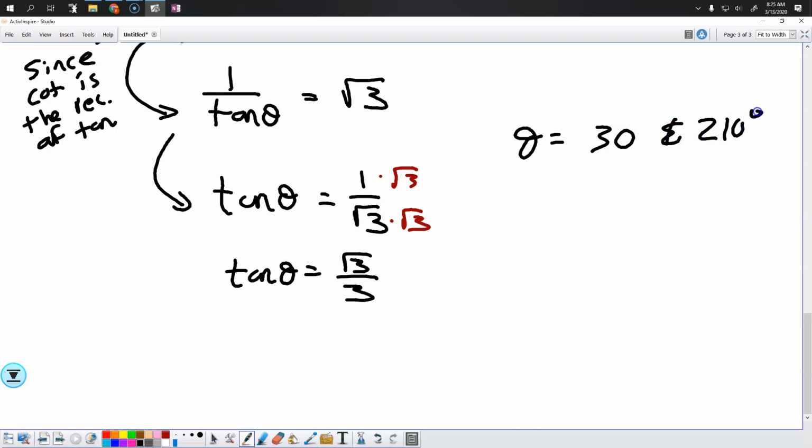I'll take that, and then the radians for that would be these. Right? Am I wrong? Is it 7 pi over 6? You're right. You are right. Thank you.